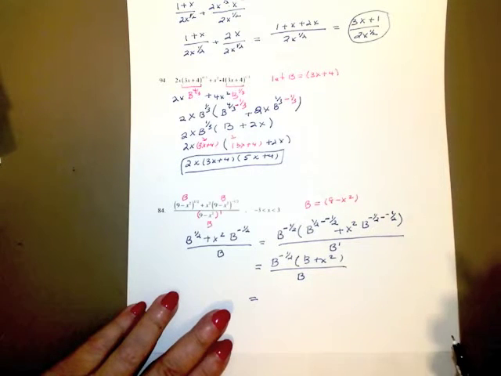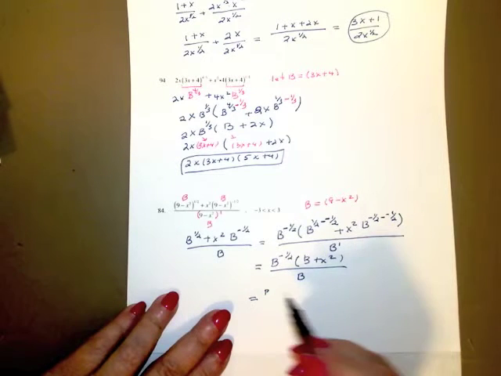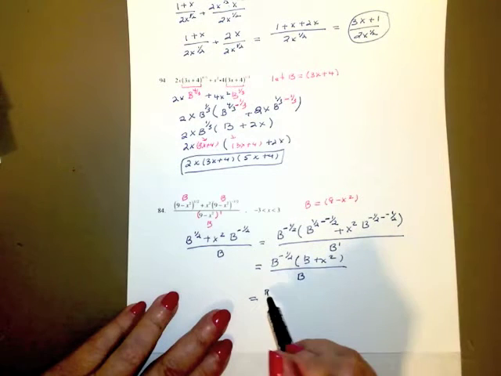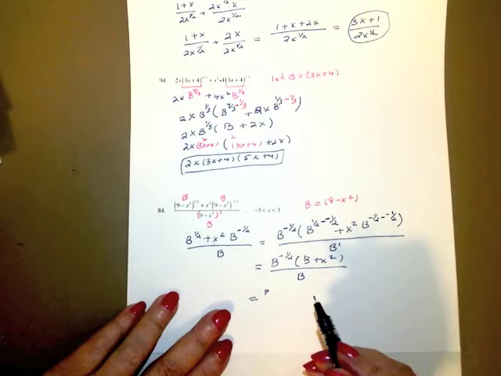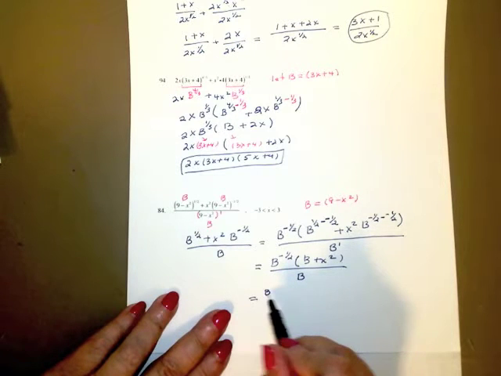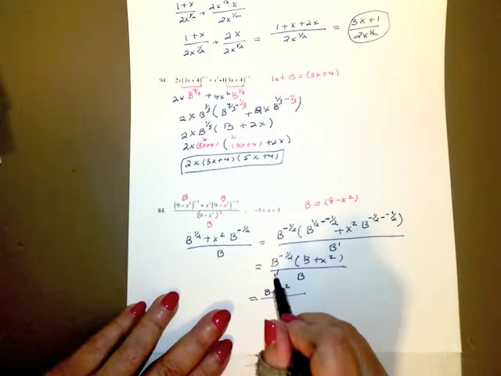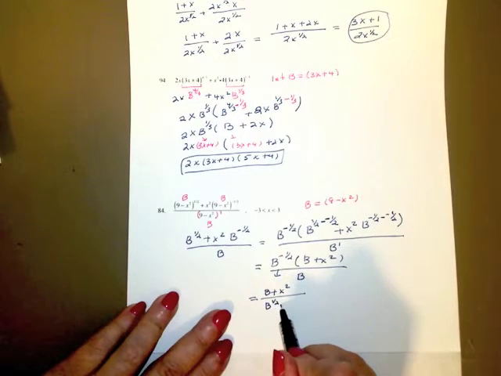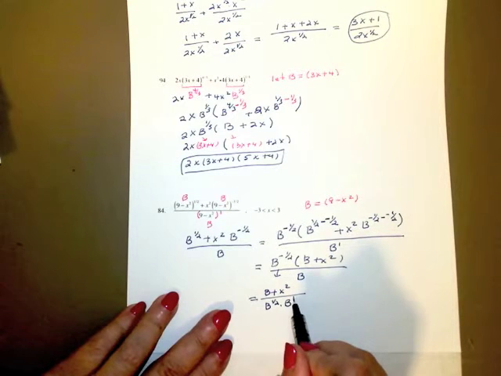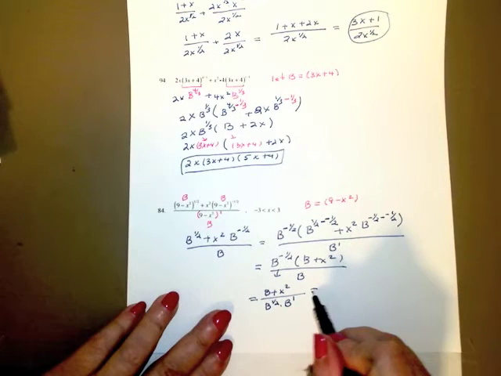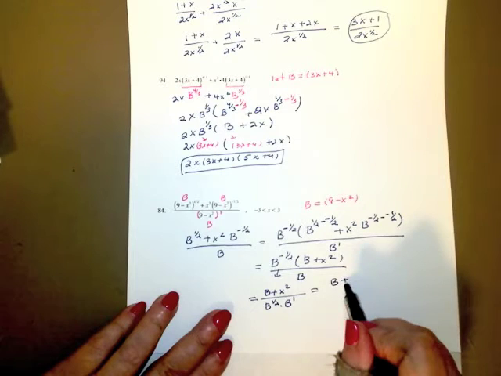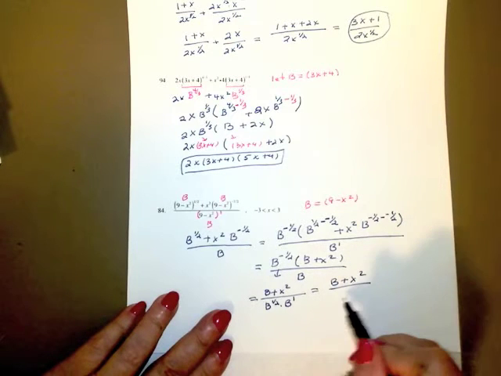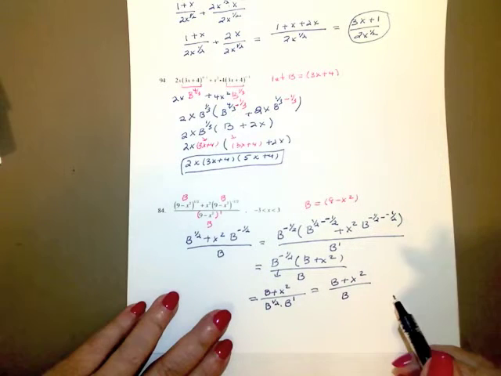Now we can do one of two ways here, which is b plus x squared. Now this b to the negative 1/2 moves to the denominator, becomes b to the 1/2 times b to the 1, which is b plus x squared over b to the 1/2 plus 1, which is 3/2.